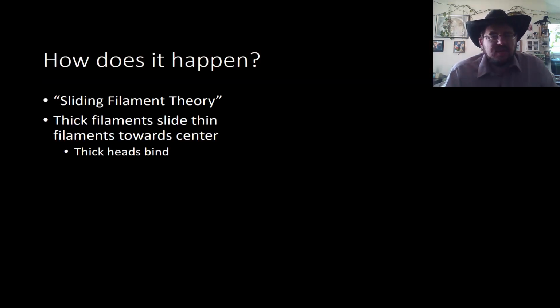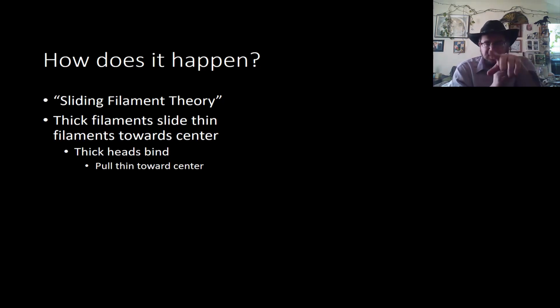So, the thick filament has these little bitty heads, kind of like come hither fingers, that bind to the thin filament, right? And then they go, come hither, and they pull it towards the center. So, thick filament has little heads on it. They bind to a thin filament, and they pull it towards the center.